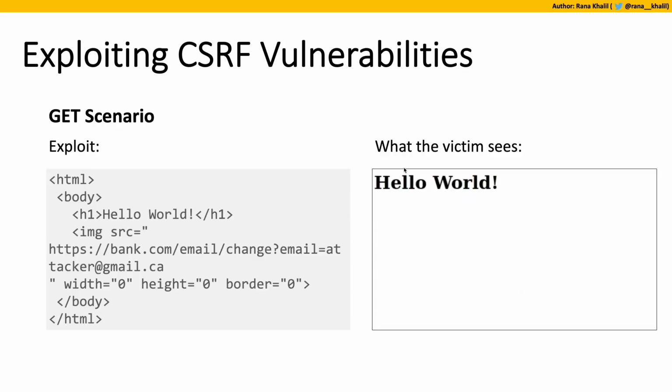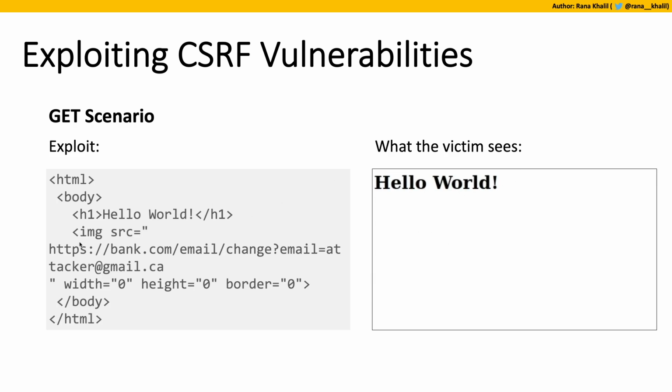So the script will look something like this. This is the exploit over here. It's an HTML page that will be used to run the exploit. All the user sees is a heading element, hello world. So this is what the victim sees when the victim clicks on the link.